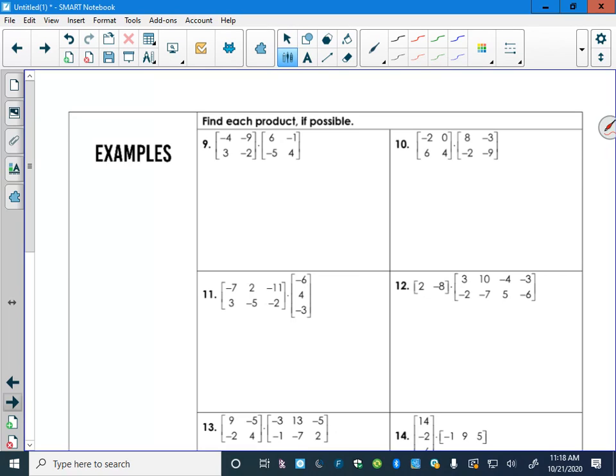Number 9 says to find the product. You have to check first if it's possible. This is a 2 by 2. This is a 2 by 2. Since these are the same, it is going to be possible, and the resulting matrix is a 2 by 2. All right, so I think about I'm going to have 2 rows, 2 columns. This is the first row, first column. So that means then I'm going to match up first row, first column. -4 times 6 plus -9 times -5.